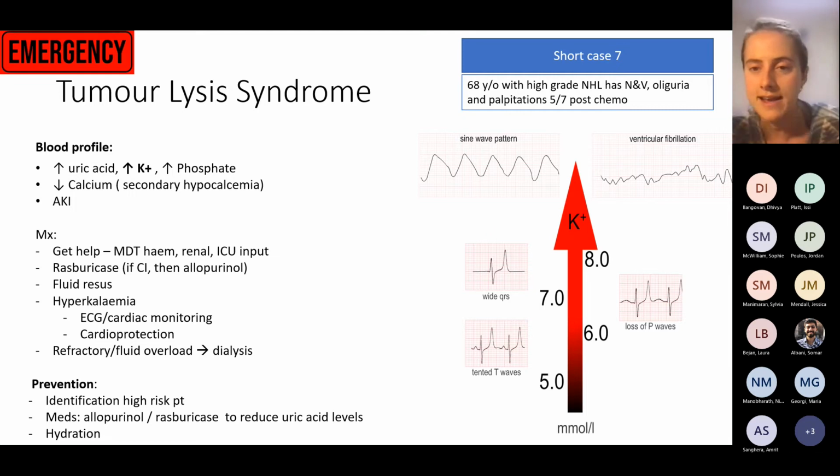So it's basically a lot of cancer cells are lysing after the chemo, and all of the intracellular contents is going into the blood. So the kind of blood profile you'd expect would be increased uric acid, increased potassium, increased phosphate, decreased calcium. The calcium decreases because it's mopping up all the phosphate, and they'll probably present with an AKI. Does anyone know how we treat this?